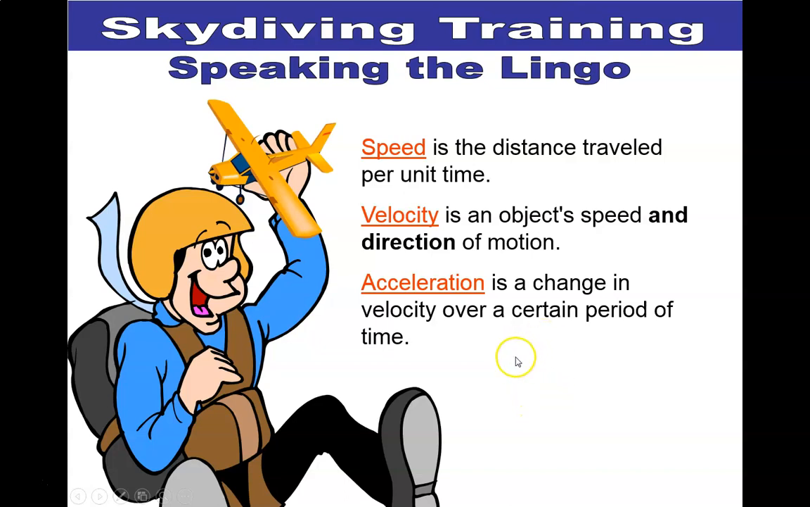So some other terms to be familiar with. Speed is the distance traveled per time. Speed equals distance over time. Velocity is the speed and the direction of motion. That is to say, velocity is a vector. This is stuff that you should all be familiar with. And acceleration is the rate of change of velocity. Okay, so it's the change of velocity over a certain period of time.